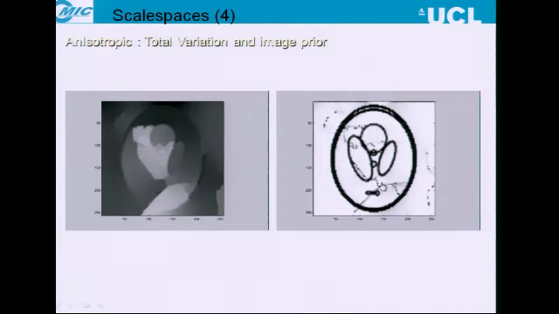This is what's called the diffusivity function. It's just the local weighting. It represents the anisotropy of the smoother.